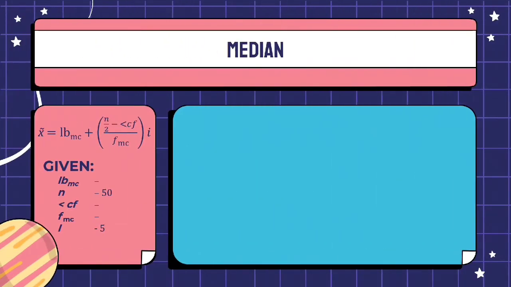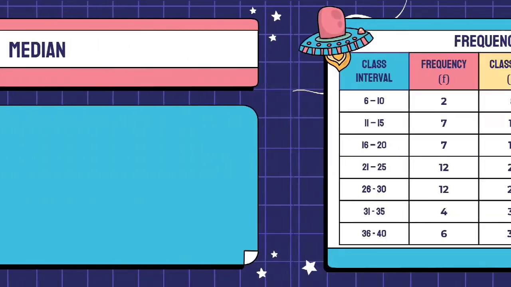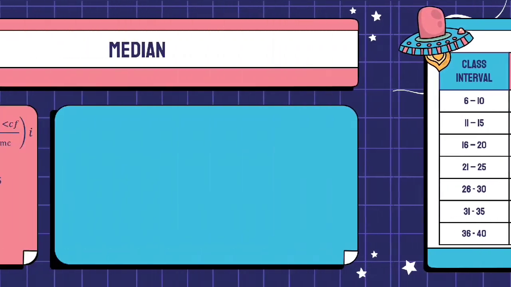Substituting it to the formula, we will then get median is equal to 20.5 plus the quantity of 50 over 2 minus 16 all over 12 times 5. Wondering where we got 16? I'll show you. Since our median class is 21 to 25, less than cumulative frequency, or also called cumulative frequency before the median class, has a cumulative frequency of 16. There, that's how we got 16.